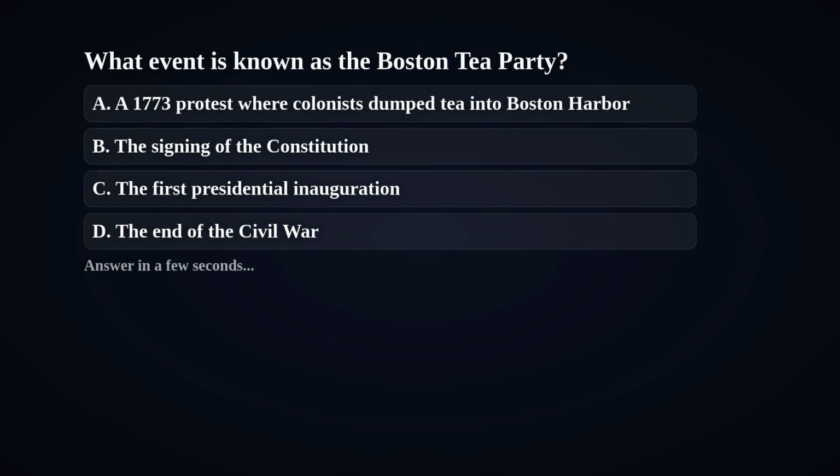Question 13. What event is known as the Boston Tea Party? A. A 1773 protest where colonists dumped tea into Boston Harbor. B. The signing of the Constitution. C. The first presidential inauguration. D. The end of the Civil War.